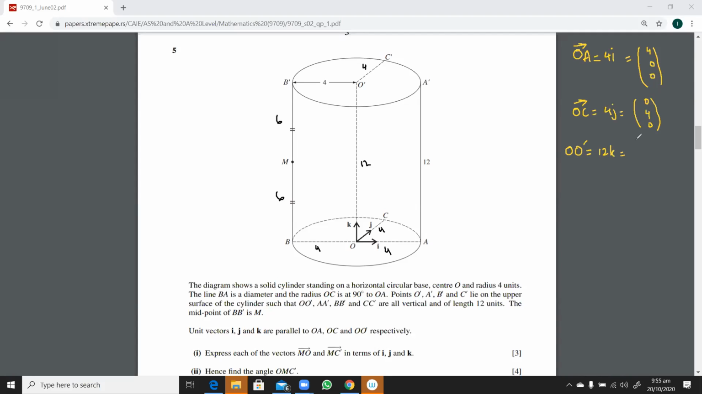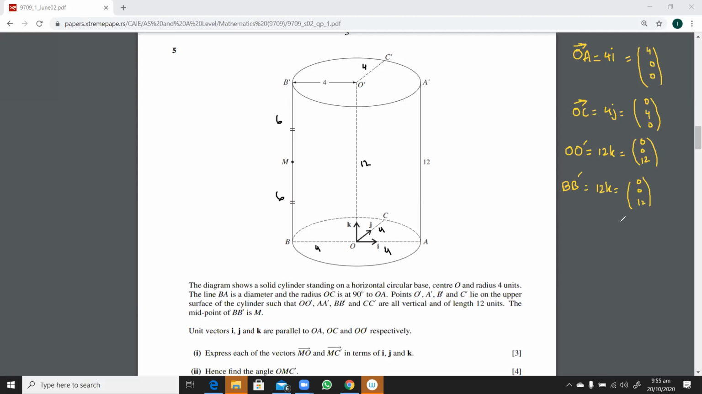Everyone, don't be cruel to yourself, okay? This is 0, 0, 12. That is how you write the column vector, okay? Now, can someone tell me what is BB dash? It's also 12k, and I'm going to write it as 0, 0, 12.